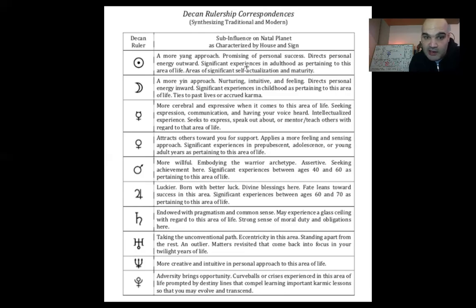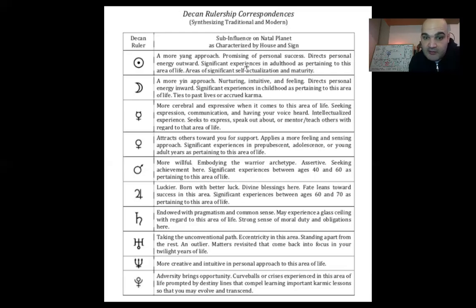Jupiter, luckier, born with better luck, divine blessings here. Fate leans towards success in this area of life. Significant experiences between the ages of 60 and 70 and pertaining to this area of life. Saturn, endowed with pragmatism and common sense, may experience a glass ceiling with regard to this area of life. Strong sense of moral duty and obligations here.